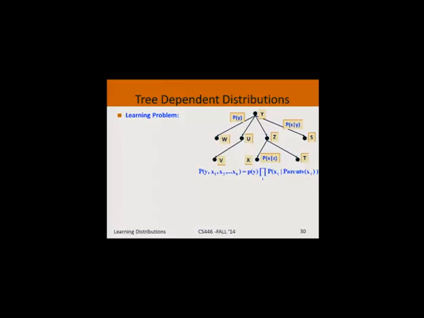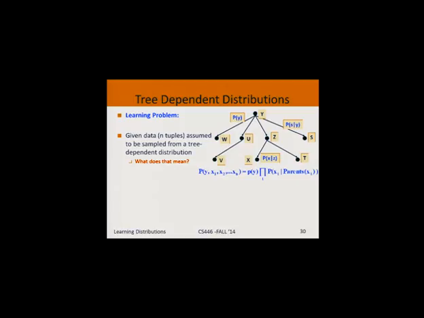Questions? Okay. So what we want to do today is learn these probability distributions. And the question is, first of all, what exactly is the learning problem? Given data, assumed to be sampled from a tree-dependent distribution, and you have to think a little bit about what it means that the data is assumed to be sampled from a tree-dependent distribution. It goes back to when we talked about generative models. So really you assume that the data is generated from this kind of distribution.